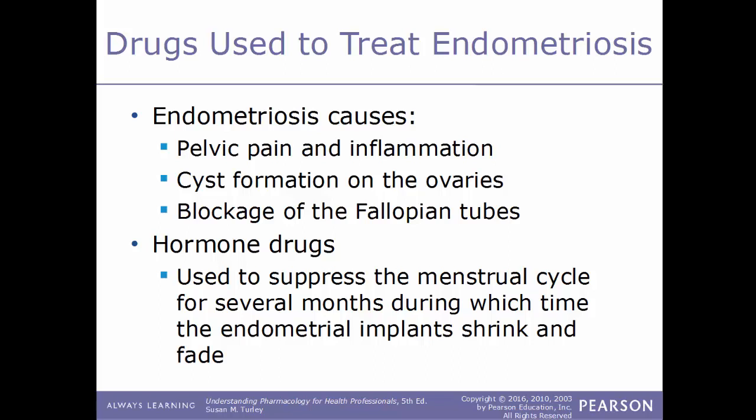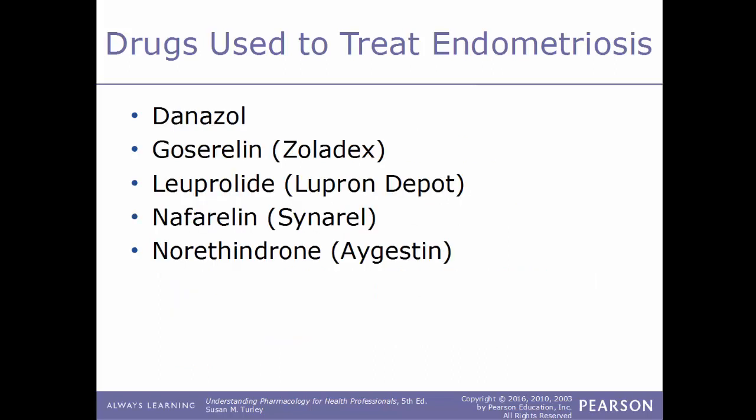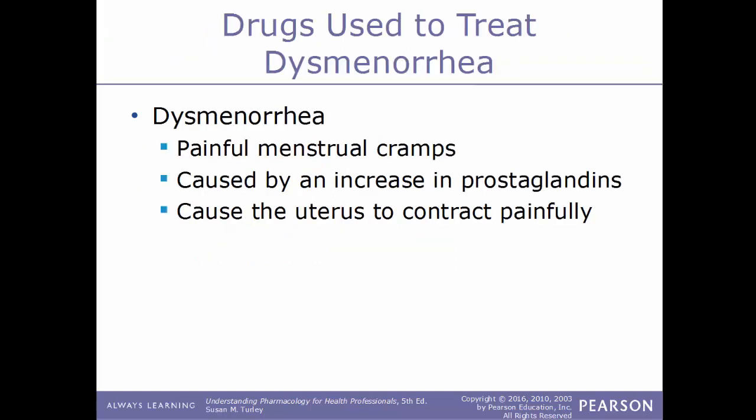And drugs that are used to treat endometriosis include hormone drugs. And these are used to suppress the menstrual cycle for several months, during which time the endometrial implants will shrink and then fade. Some examples of drugs that fall in this category: danazol, goserelin, also known by the trade name Zoladex, leuprolide, also known by the trade name Lupron Depot, nafarelin, also known by the trade name Synarel, and norethindrone, also known by the trade name Aygestin. Alright, now we'll talk about drugs that are used to treat dysmenorrhea.